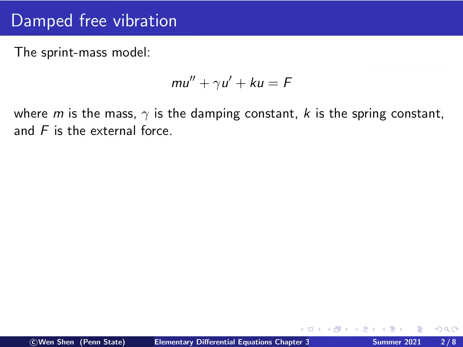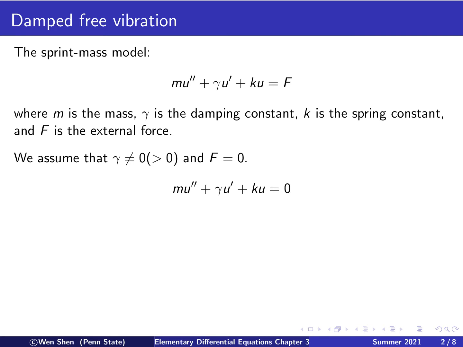In this video, we'll give further examples on the spring mass model. In fact, we will look at damped free vibrations, which will be explained soon. So let's recall the spring mass model, which is given by this differential equation, mu double prime plus gamma u prime plus ku equals F. M is the mass, gamma is the damping constant, k is the spring constant, and F is external force.